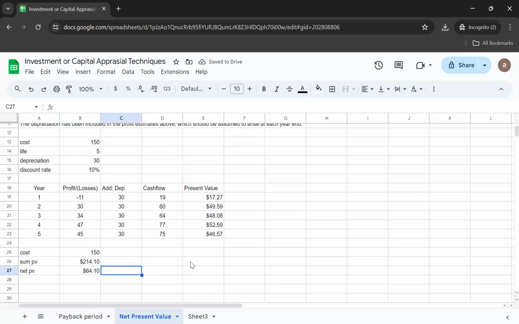So in other words, it says that from accepting this project, company ABC Co.